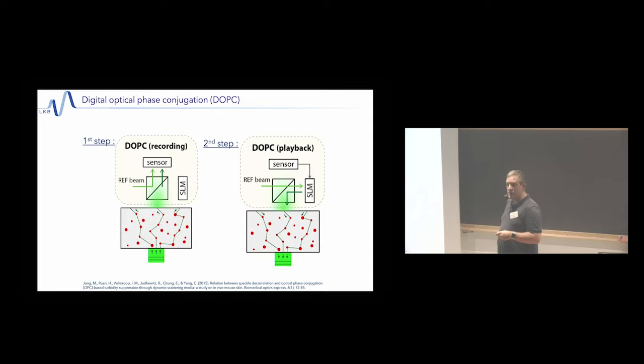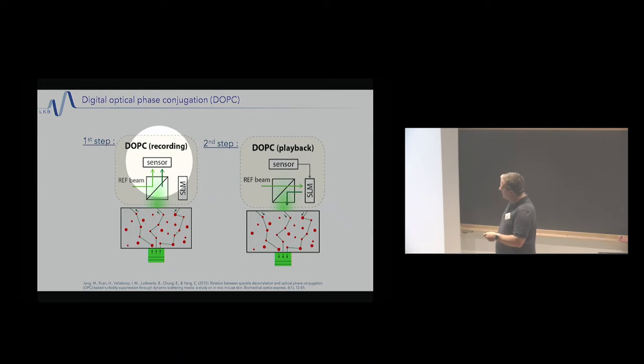So one way to do it faster than optimization was introduced about the same time. It's basically optical phase conjugation, digital optical phase conjugation. It has the advantage of being an almost instantaneous process. You don't have a long iteration to do. What you need to do is measure on a sensor the interference of the speckle that comes out of your medium with some kind of reference beam, a plane wave, to record a hologram.